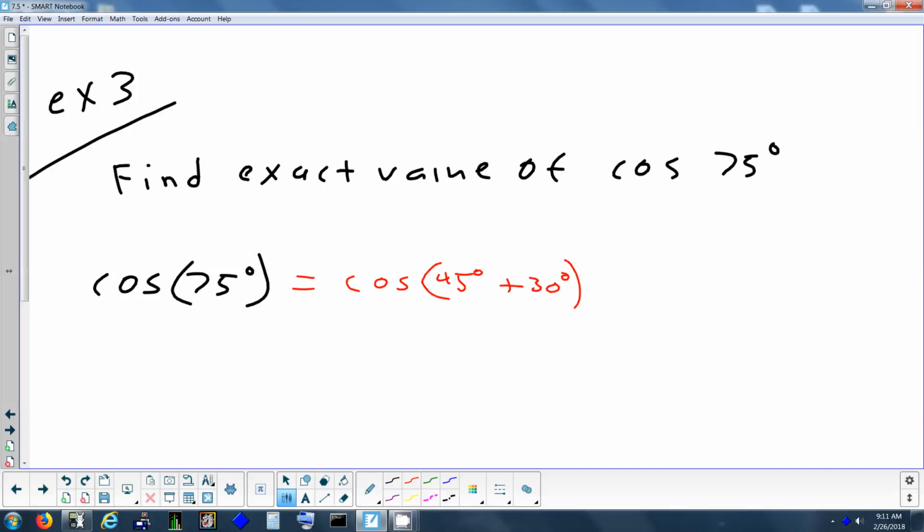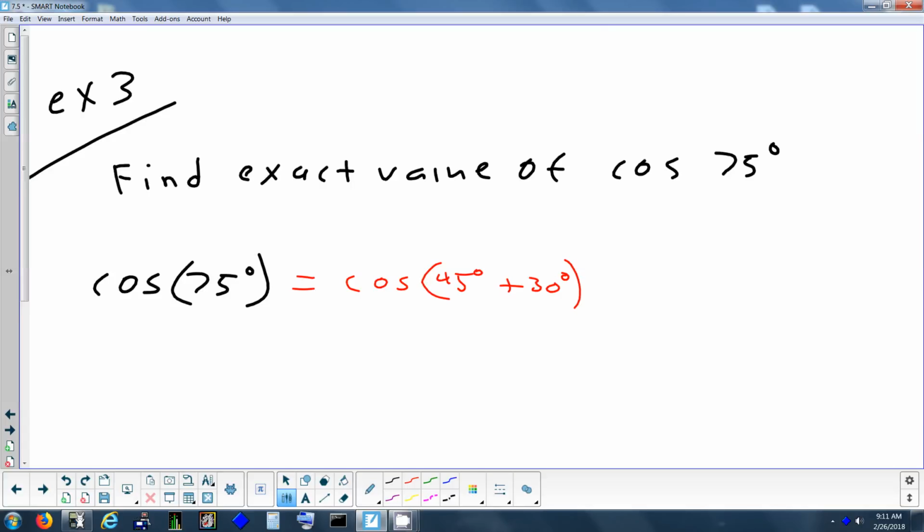And if you're wondering, what if I did 30 plus 45, you'd get the same answer. If you couldn't think how to do it as a sum, you can write 75 as a difference. If you think about it a little bit, there is a way to subtract two numbers and get 75. Anyone know what it would be? What minus what would give you 75? You do 45 minus negative 30.